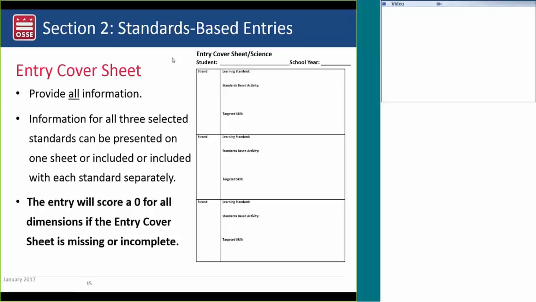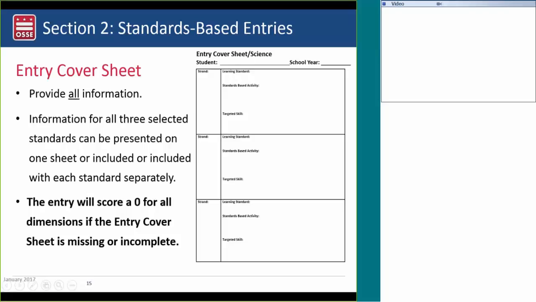In the procedures handbook, there are entry cover sheets specific to each grade in that section, in Appendix B, that you may download and copy and use as you wish. You may also make up your own entry cover sheet if you would like, but the required features must be present on that entry cover sheet. All the required features are present on the one that's available in the procedures handbook.